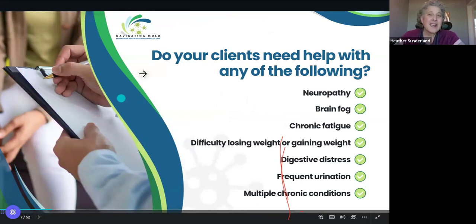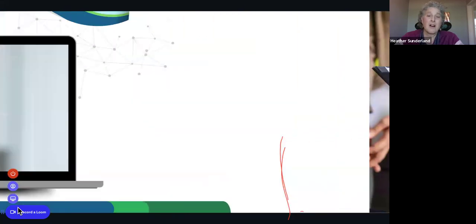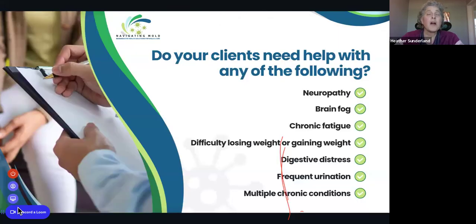So do any of your clients need help, or do you know someone, or do you need help with any of the following? Are you struggling with nerve pain? Do you have brain fog? Do you have fatigue even after a good night's sleep? Do you have difficulty losing weight or putting on weight? Do you have issues like irritable bowel, bloating, gas, constipation? Are you waking up at night urinating often? Or do you or your clients present with multiple chronic conditions?